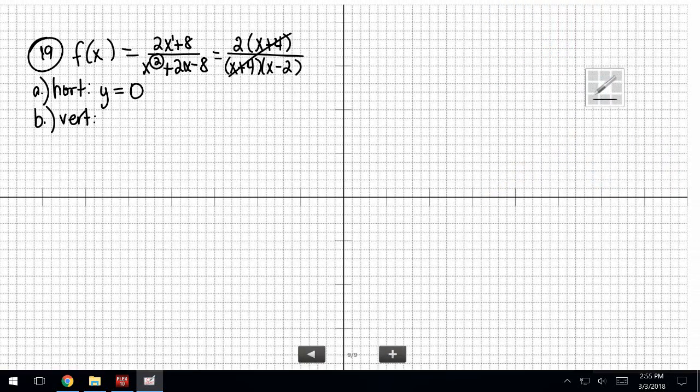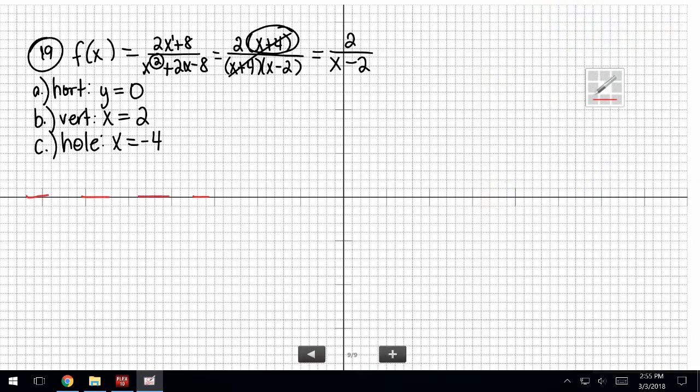Okay, so our vertical asymptote is what we have left on the bottom, which is at x equals 2, and we have a hole at x equals -4, because if I were to set x plus 4 equal to 0, then x would become -4. Alright, so we're going to draw in our asymptotes. One on the x-axis is our horizontal one. And then our vertical one is just at 2.